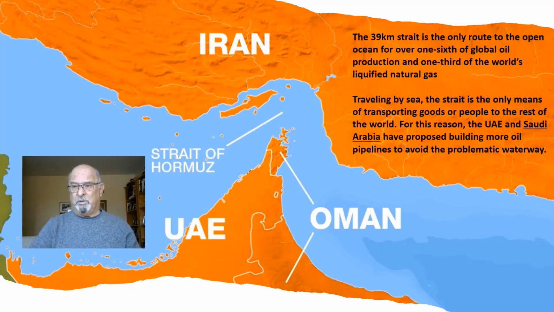There is a direct connection between the strategic importance of Middle East oil and the waterways, especially the Strait of Hormuz, Strait of Oman. The 39-kilometer strait is the only route to the open ocean for over 1/6 of global oil production and 1/3 of the world's liquefied natural gas. And also traveling by sea, the strait is the only means of transporting goods or people to the rest of the world, from Asia through the Middle East to Europe and to the rest of the world from there.